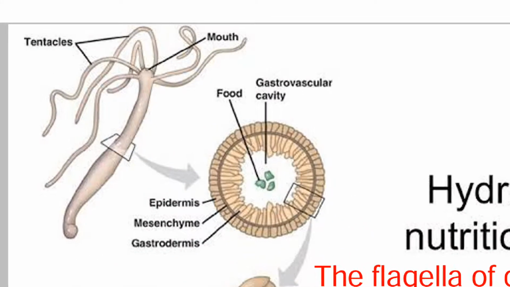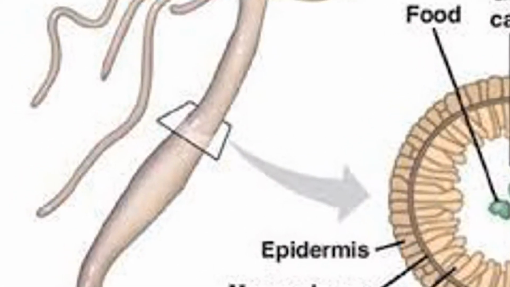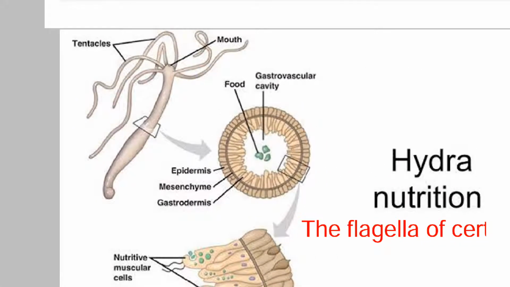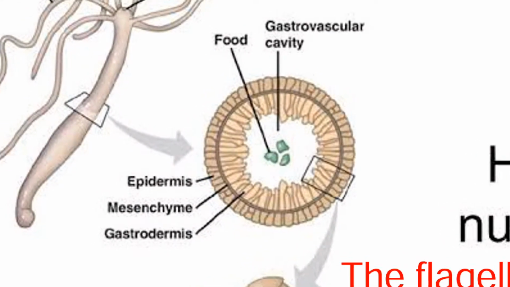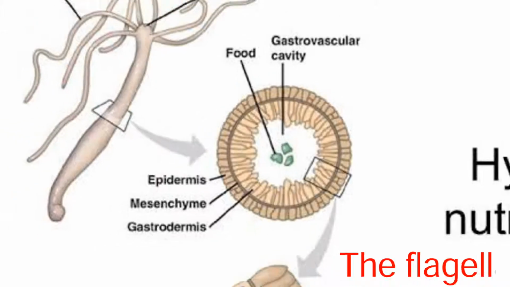Now this animal, Hydra. Here you can see the tentacles and mouth, and here the cross section of Hydra is shown. In the cross section of the body wall of Hydra, as you can see, three cellular layers are present: epidermis, mesoglea, and gastrodermis.